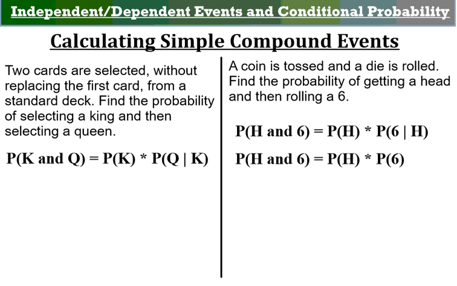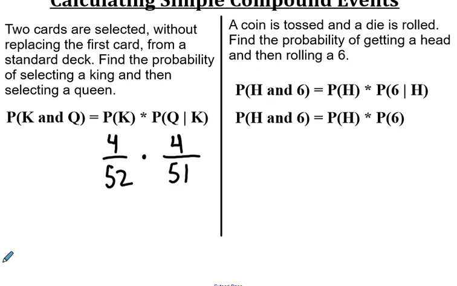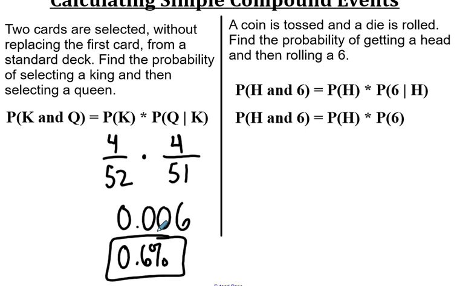The probability of getting a king and a queen. Well, the probability of getting a king off the bat is 4 out of 52, multiplied by the probability of a queen, given that a king has already been drawn. There are 4 queens in there, and given that a king has already been drawn, there are 51 cards in the deck. So 4 out of 52 times 4 out of 51. If I multiply those two, I end up with 0.006, which as a percent is about a 0.6% chance of getting a king on the first draw and a queen on the second draw.